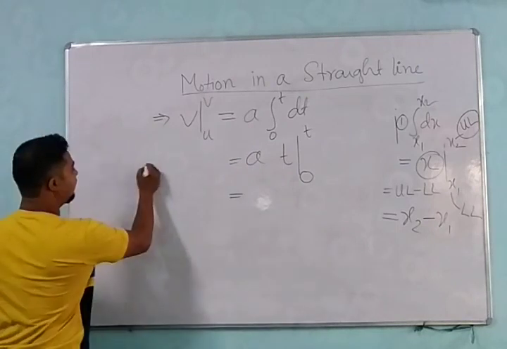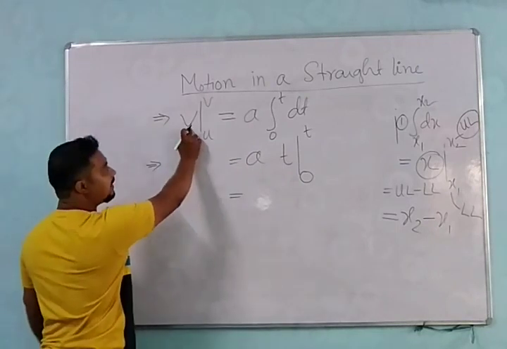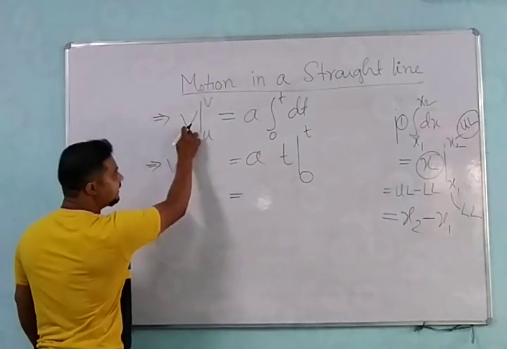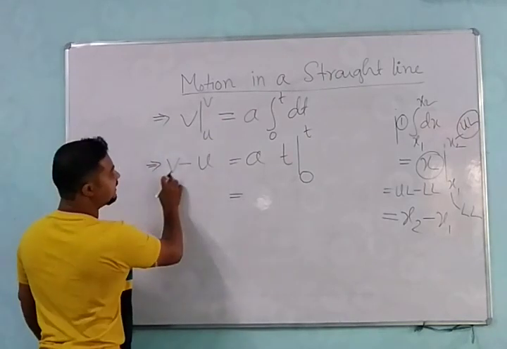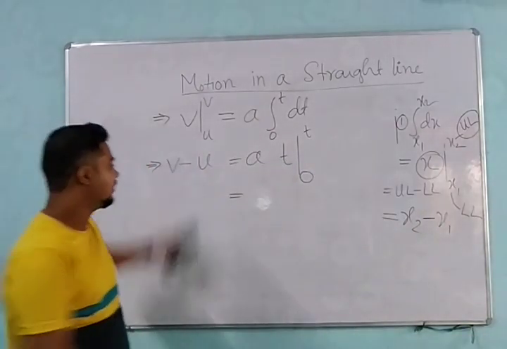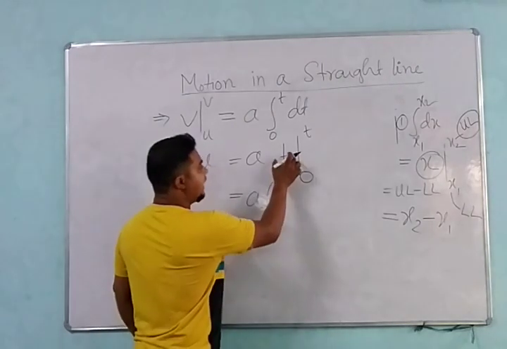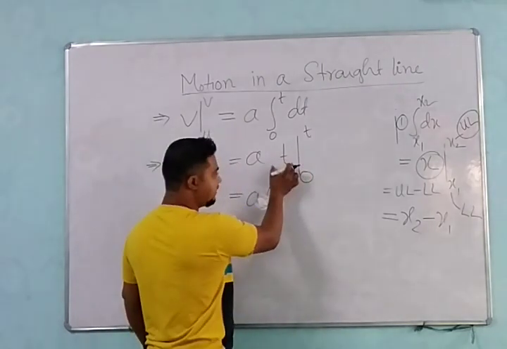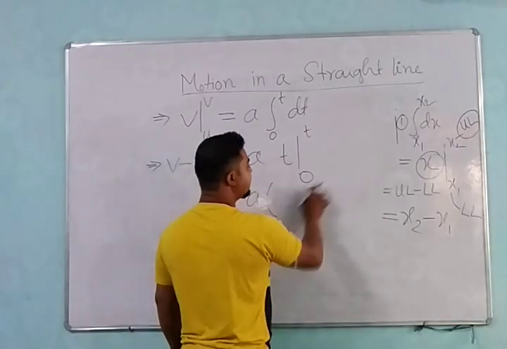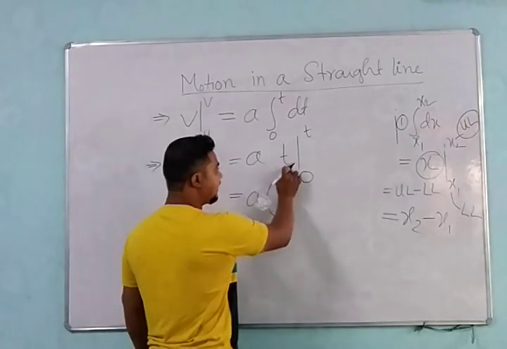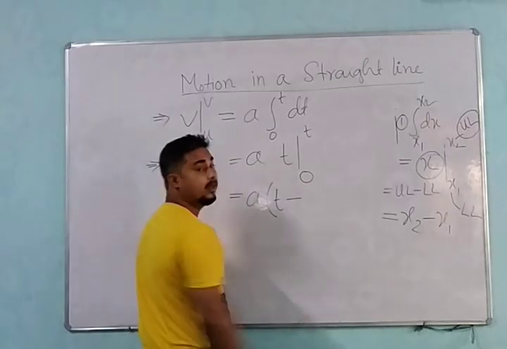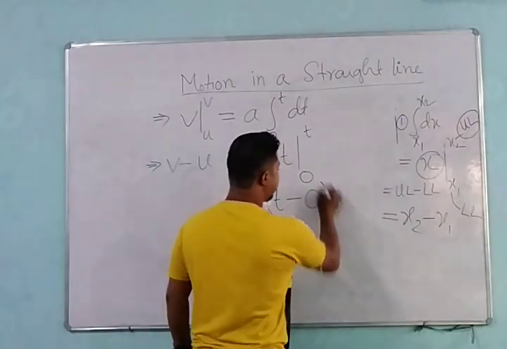In these two equations, v is the upper limit and u is the lower limit, so it will be v minus u, like x2 minus x1. Now for the time scale, the limit is from 0 to t. We first put the upper limit, it was t, minus, then we put the lower limit, it is 0 here.